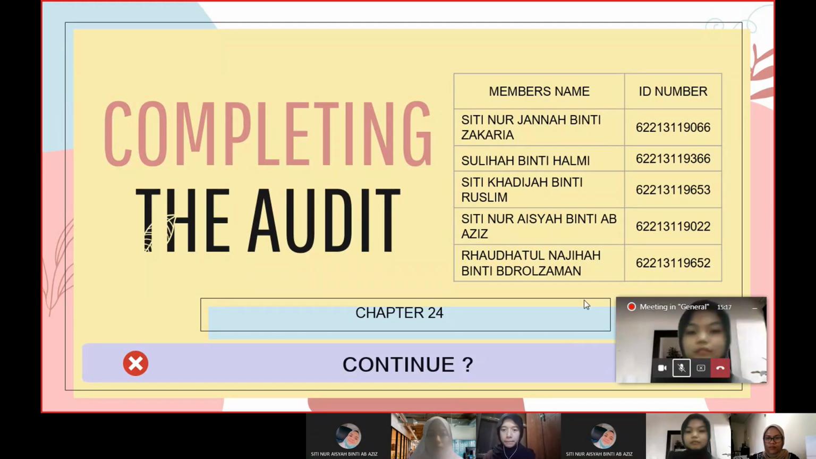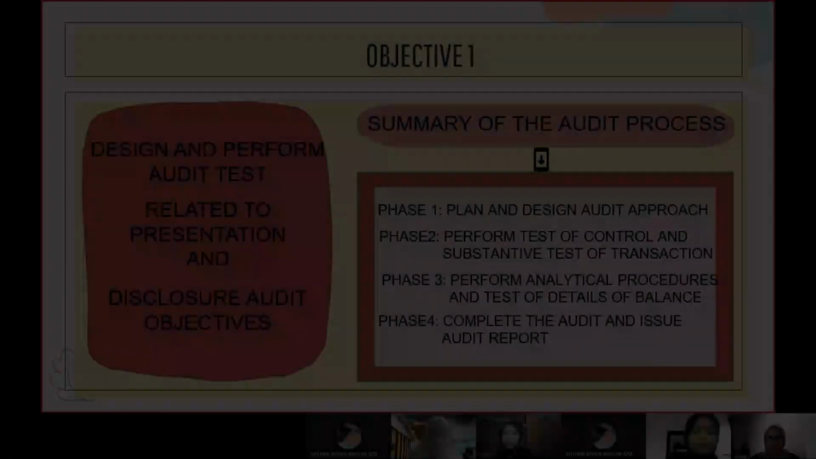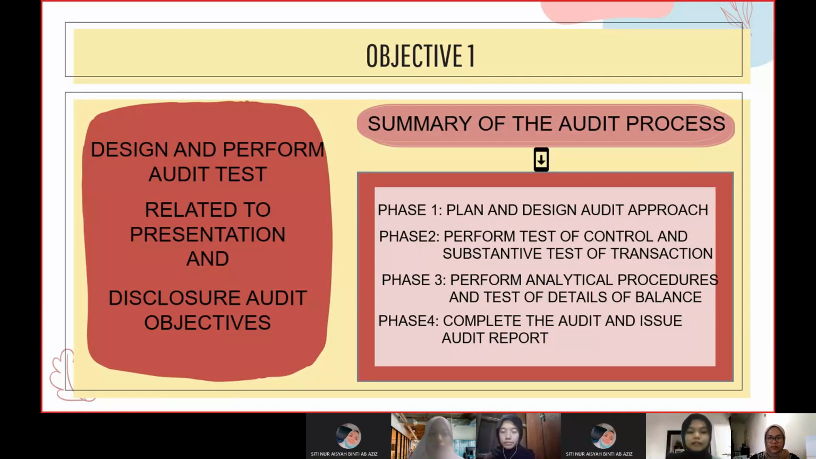Okay, we will start with Objective 1, which is to design and perform audit tests related to presentation and disclosure audit objective. Summary of the audit process: we have 4 phases. Phase 1 is plan and design audit approach. Phase 2 is perform tests of control and substantive tests of transaction. Phase 3 is perform analytical procedures and tests of details of balance. And phase 4 is complete the audit and issue audit report.